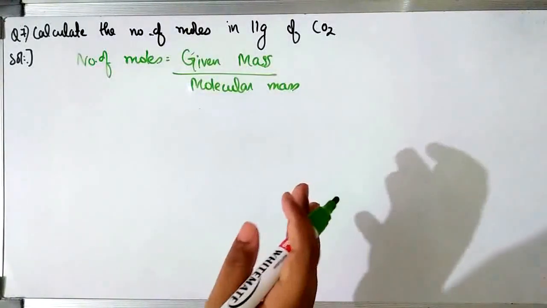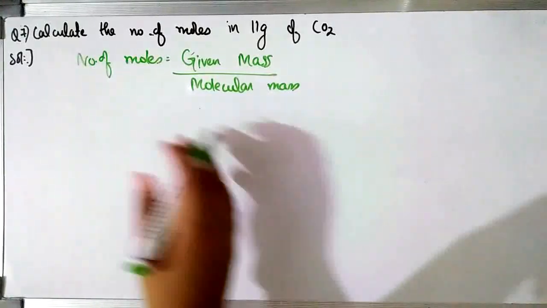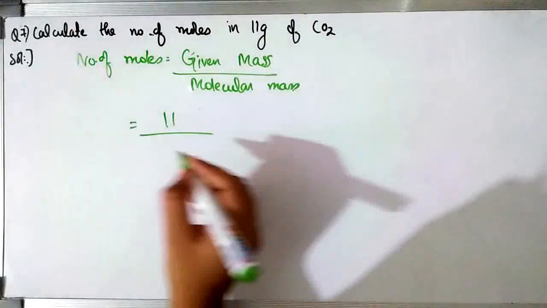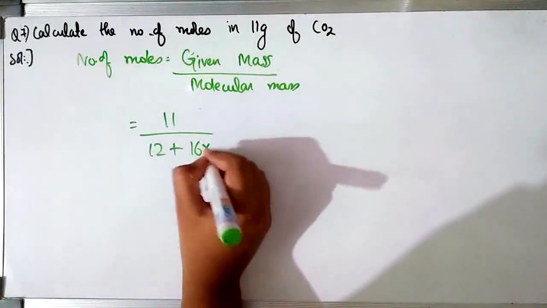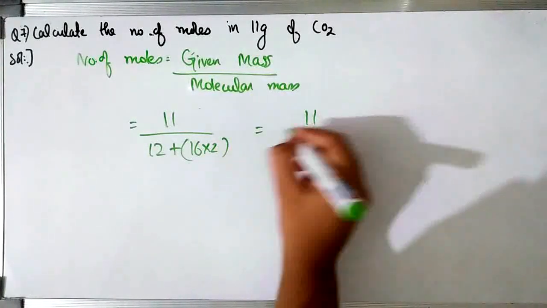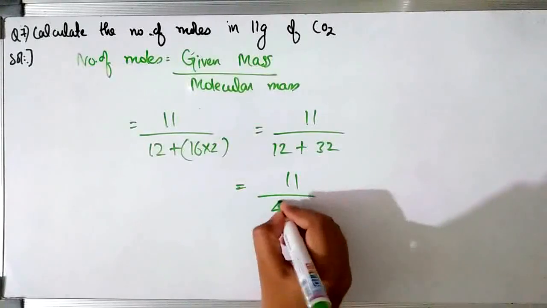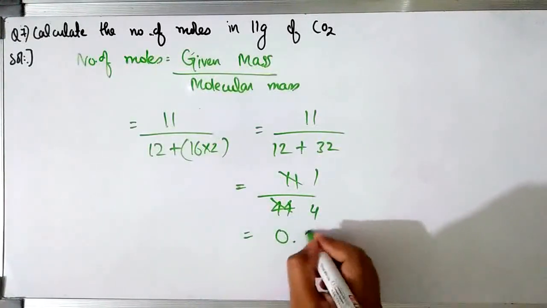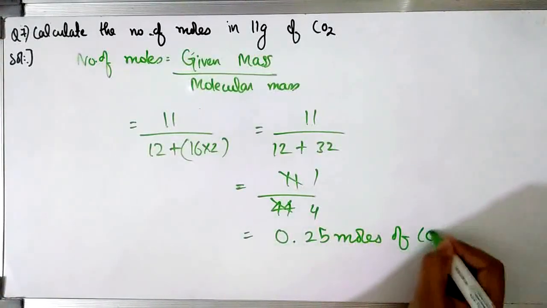You have got these 3 formulas which I said to you in the beginning. So you need to identify which formula you're going to apply. So we have to find the number of moles. The given mass is 11 grams. Molecular mass of carbon dioxide is, carbon is 12, oxygen is 16, so 16 into 2, that is 12 plus 32, which is nothing but 44. So 11 by 44 will be 0.25 moles of carbon dioxide.